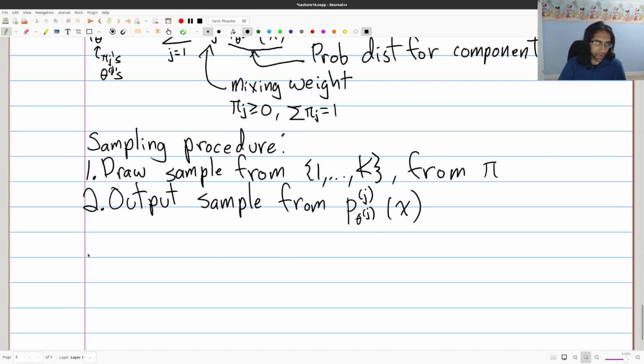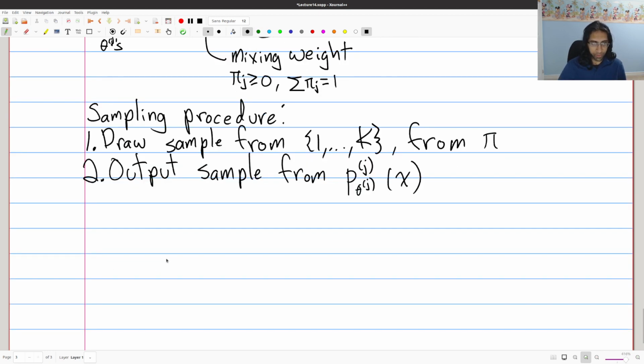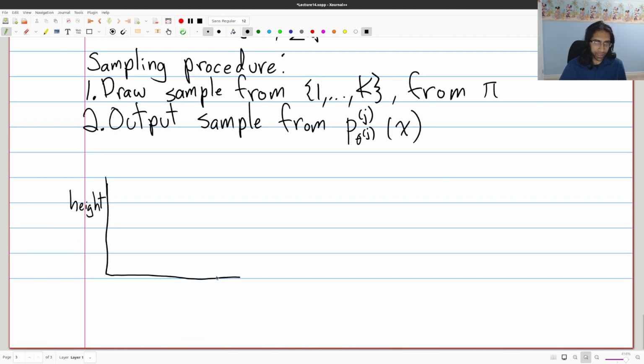These are the canonical example you'll see this used in, when you have, say, multiple subpopulations within one larger population. So, for example, let me give an example. I plan to have a picture of this, but I forgot. Let's say the y-axis here you have human heights, and here you have frequencies.